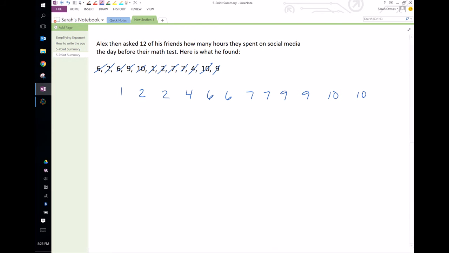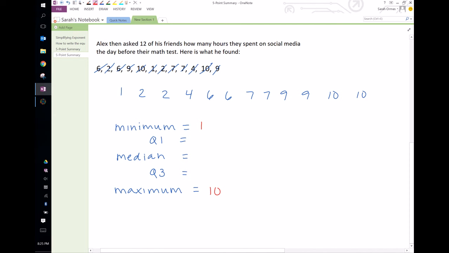So let's make a list of all the things we need to find. The first thing in our 5-point summary is a minimum. Then we need Q1, and a median, and Q3, and a maximum. Okay, remember that I like to start with my minimum, just my smallest value, and my maximum, my largest value. Those two are the easiest for me, so I think it's a good place to start.